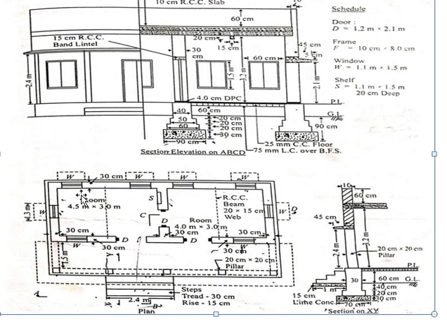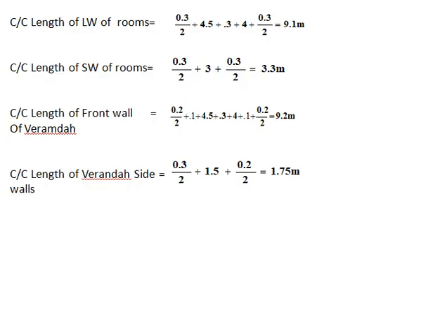Similarly, we can calculate the center to center length of the short wall of rooms by adding half the thickness of this wall plus the inner width of this room plus half the thickness of this wall, that is 0.3 by 2 plus 3 plus 0.3 by 2. You can calculate the center to center length of long wall and short wall, which is 9.1 and 3.3 meter respectively.